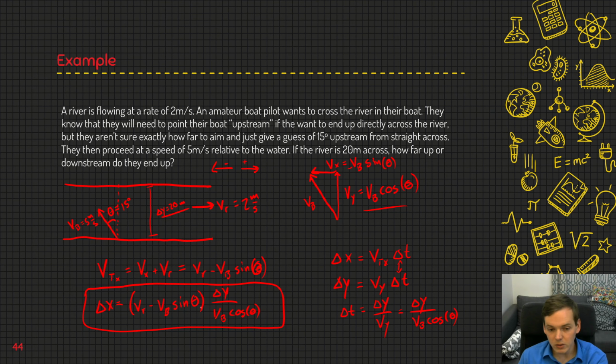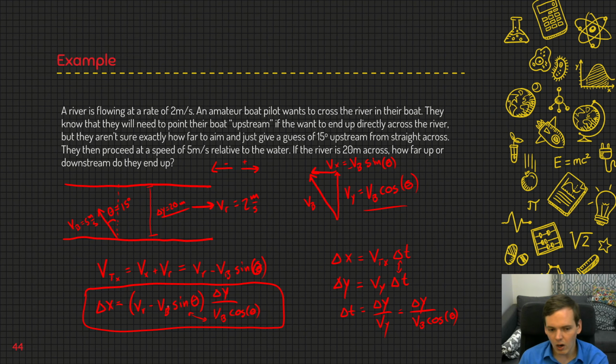Let's check our units real quick. Vr will have units of meters per second. Vb will have units of meters per second, so I can subtract those. That's totally fine. Vb will have units of meters per second, which will cancel with these two units. Vb can't cancel because it's not in both terms, but the units will cancel, and I'm left with just meters on the top. So this looks like a pretty good expression.